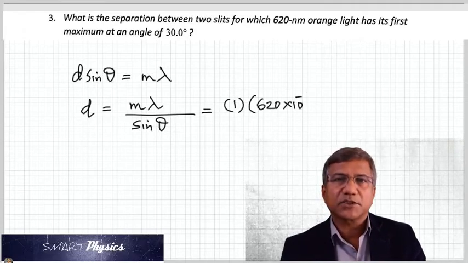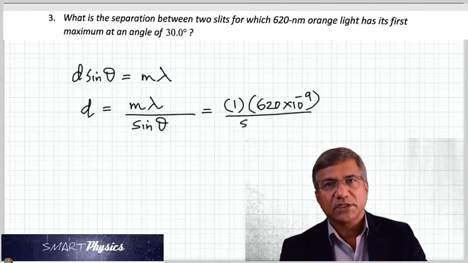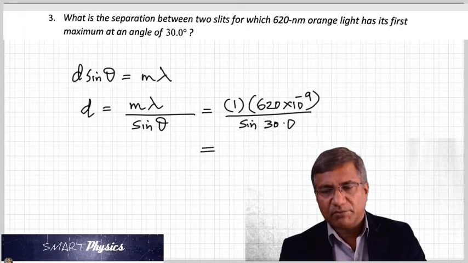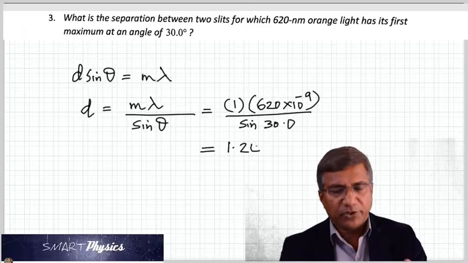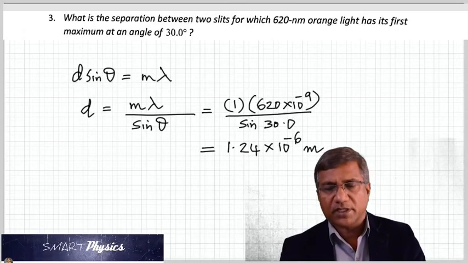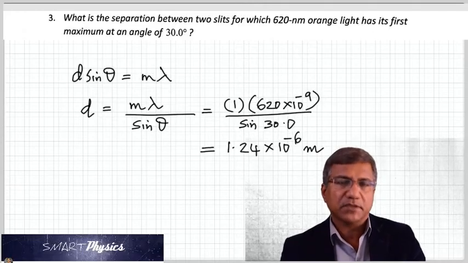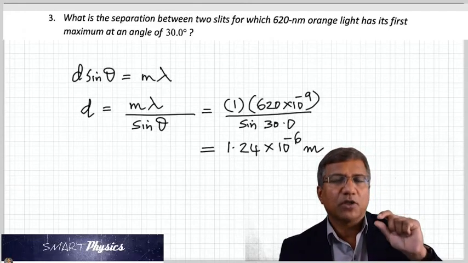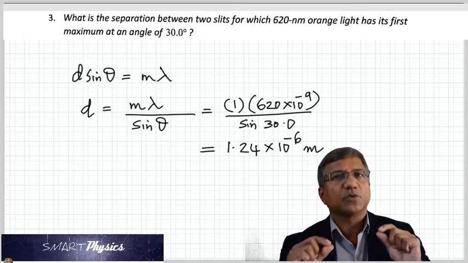Wavelength is 620 nanometers, which is 620 times 10 to the negative 9 divided by sine 30, and when you do the calculations you get 1.24 times 10 to the negative 6 meters. Goes to show you how small the separation is between the two slits.